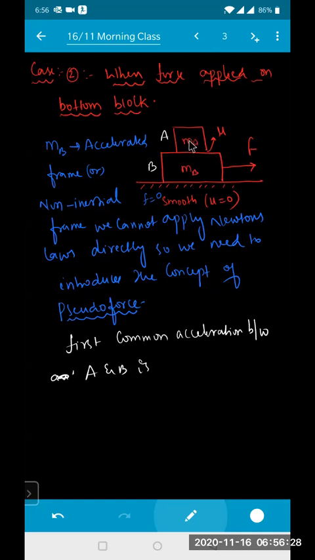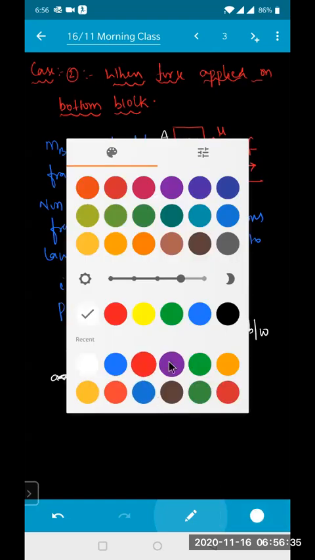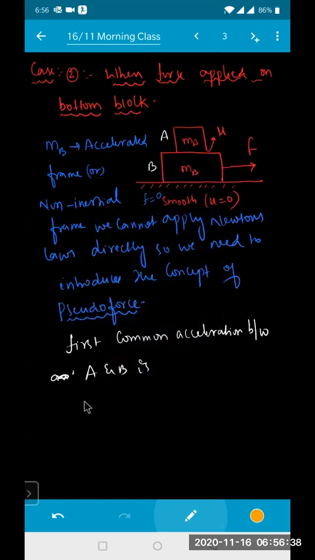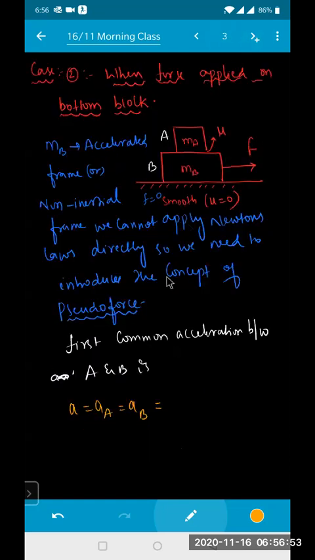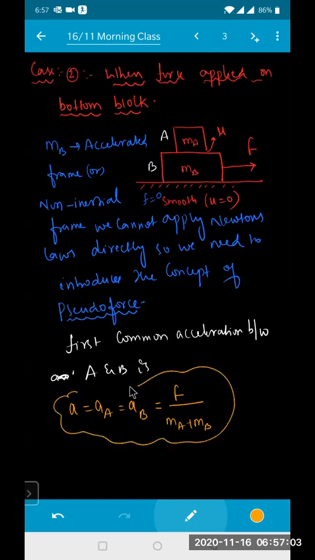Unless and until someone is pulling your back in the backward direction, isn't it? So let us say the total body is moving in the front direction with one common acceleration. That common acceleration I am taking as a. So a is the acceleration of A, which equals the acceleration of B, which equals the net pulling force divided by the total mass. The net pulling force is only capital F, divided by total mass mA plus mB. This will be the common acceleration of the system.